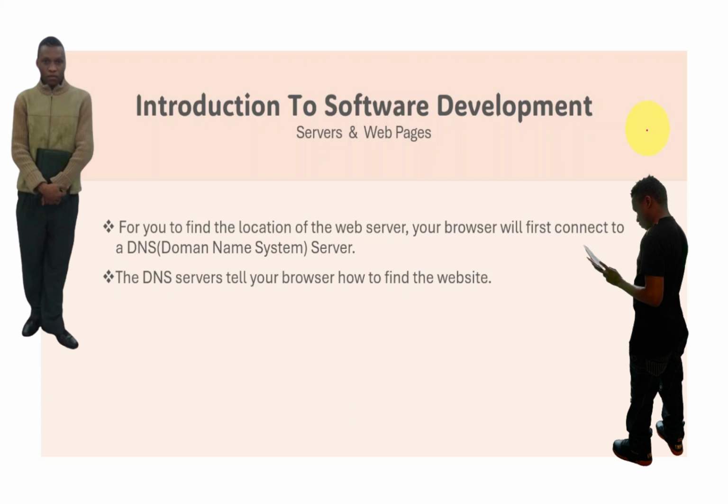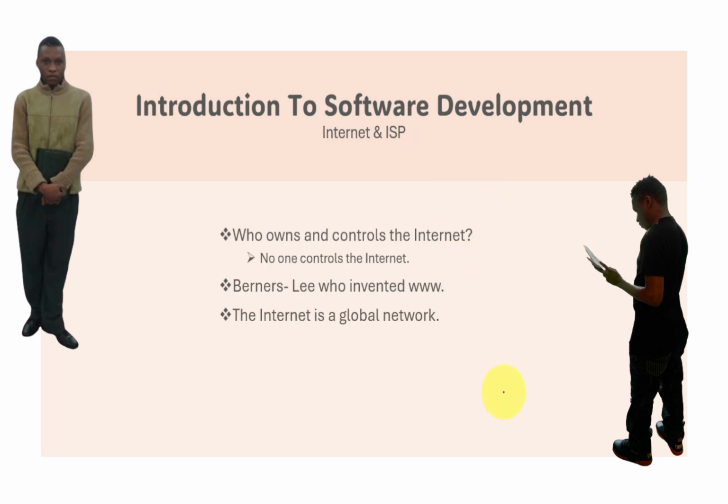Now, when I say Google Chrome here, I'm going to go back and repeat again. Microsoft Edge, Google Chrome, this is what we call a browser, in case English is not your first language. Now, who owns and controls the internet? Nobody. Nobody controls the internet. So these are the guys who invented the www, Google.com for example. Now the internet is global.